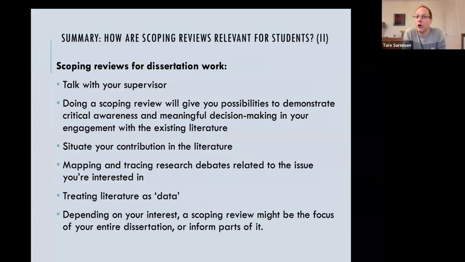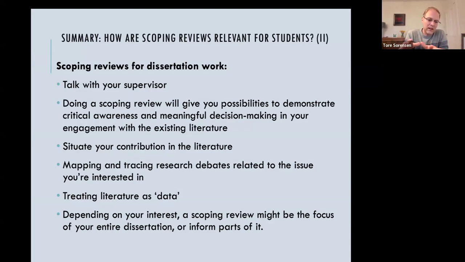We could ask, well, talk with your supervisor first of all, of course. But in general, I would say doing a scoping review will give you possibilities to demonstrate this critical awareness that I mentioned before, also generally about coursework, the meaningful decision-making on your part to engage with the literature. You'll be better able to situate your contribution in the literature by undertaking a scoping review. By mapping and tracing research debates, treating literature as data, so to say. Both quantitative, by counting, for example, but also qualitative by discussing the key topics, the key debates in the literature.